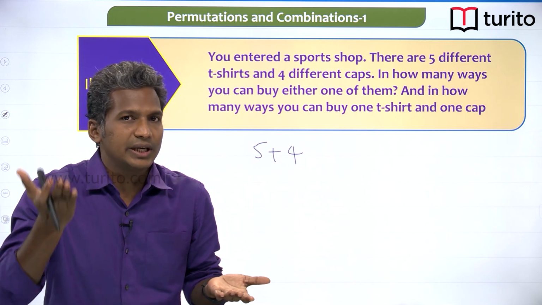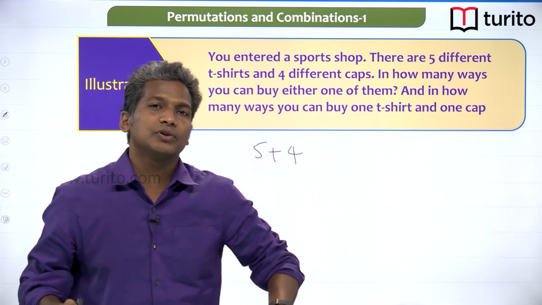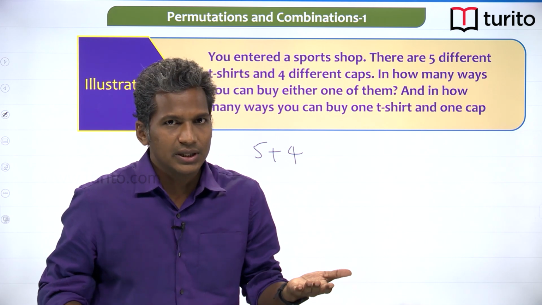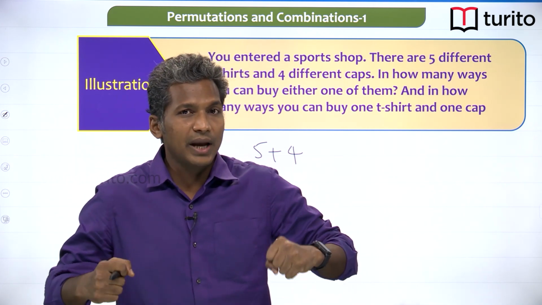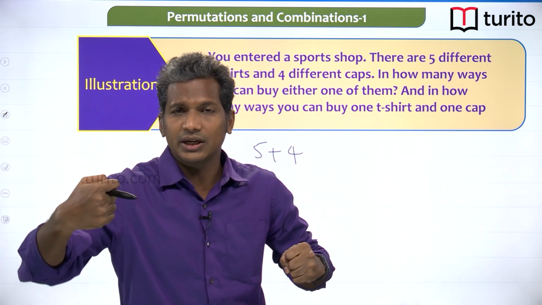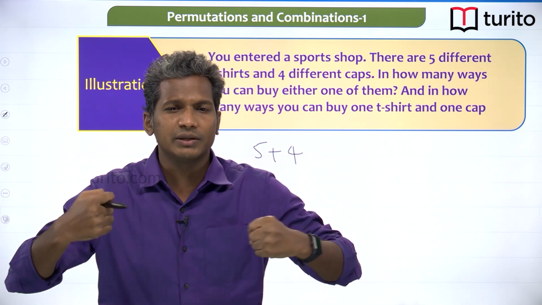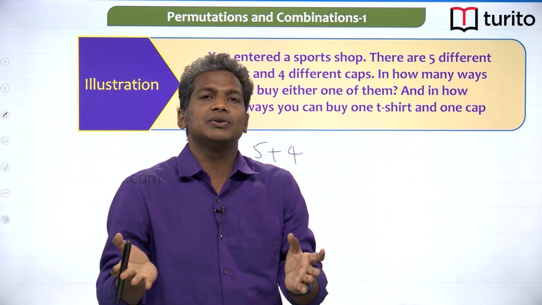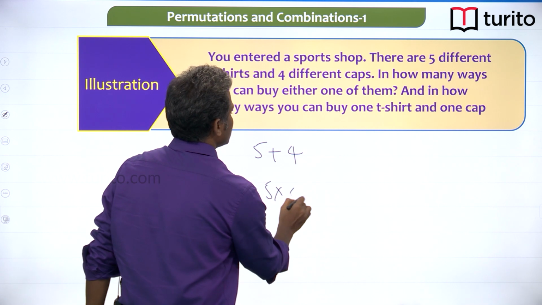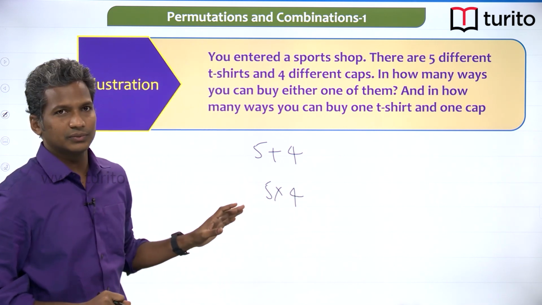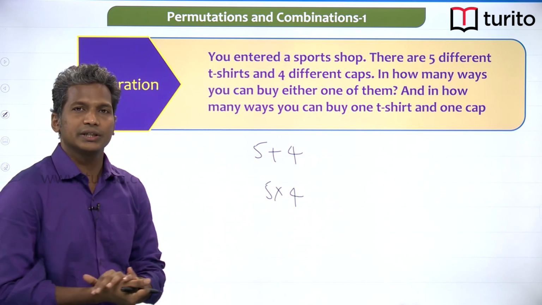You have to perform the t-shirt event and also you have to perform selecting a cap event. So, for this there are 5 ways, for this there are 4 ways, and you are buying one t-shirt and also one cap. So, both events must be performed. So, you have to multiply them. Okay. So, for the second part the answer is going to be 5 into 4. Okay. So, I hope you are understanding the logic here.